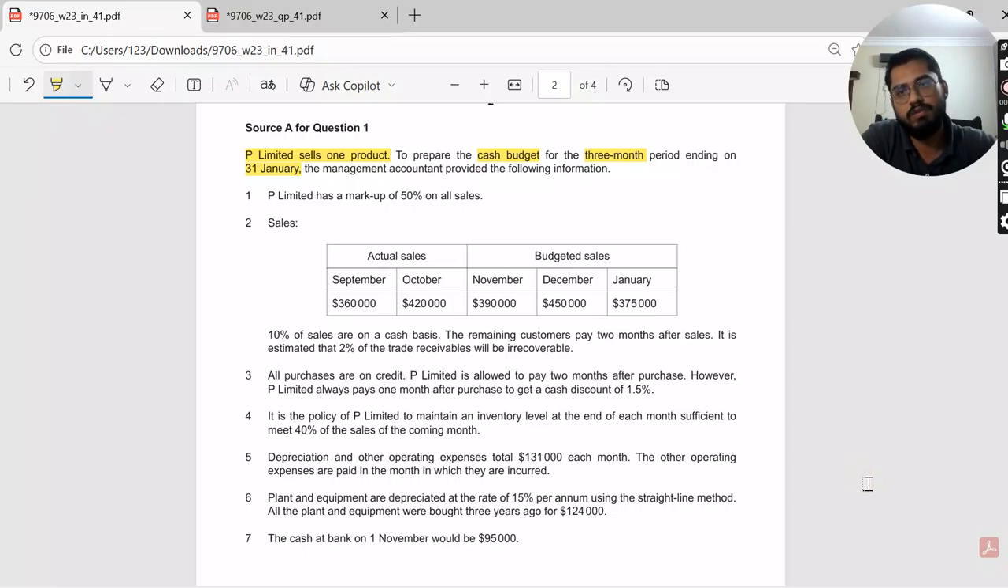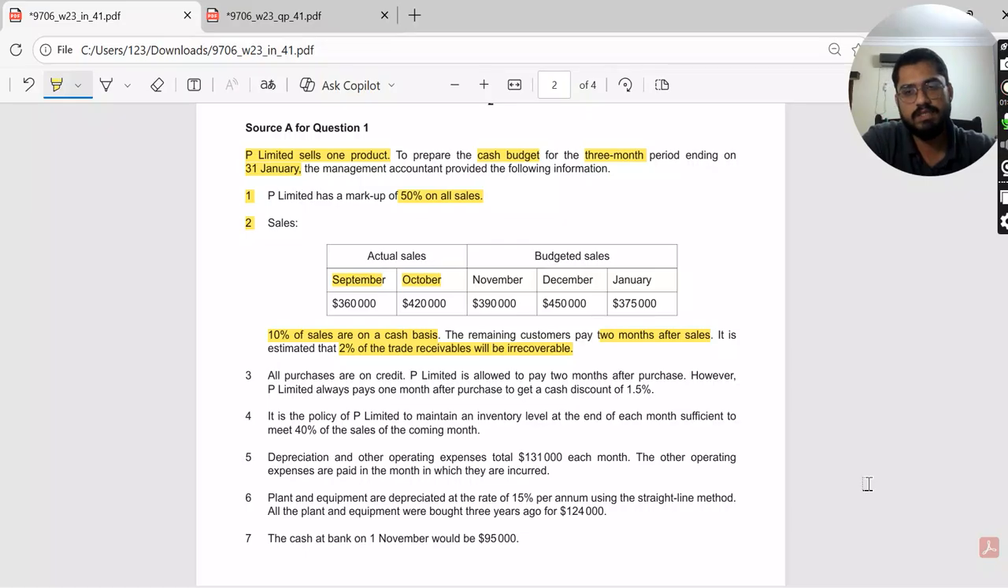Okay. So in point number 1 it says that P Limited has a markup of 50% on all sales. Then point number 2 we are provided with the data of sales. So for the month of September and October we have actual sales, and for the next 3 months we have budgeted sales. Further it says that 10% of the sales are on cash basis and the remaining are paid 2 months after the sales, and it is estimated that 2% of the trade receivables will be irrecoverable.